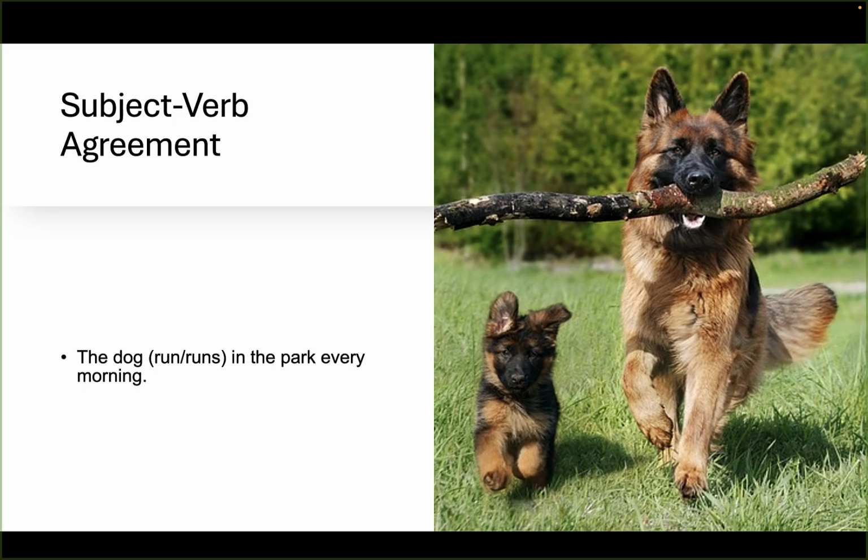Let's look at this again. The dog run or runs in the park every morning. What do you think? The dog runs in the park every morning. That is the correct answer, because dog is a singular noun, so the verb must be singular as well, which is runs. Run is incorrect because it is the plural form, which does not match the singular subject dog, even though there's two dogs here. This is just a picture. But yeah, it's just one dog. The dog, it says in this statement.